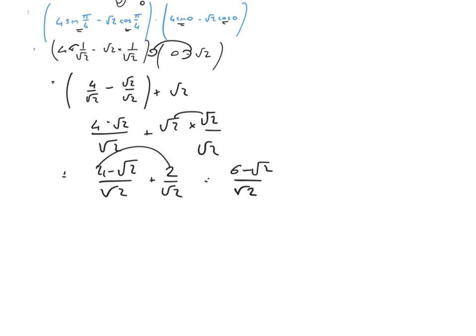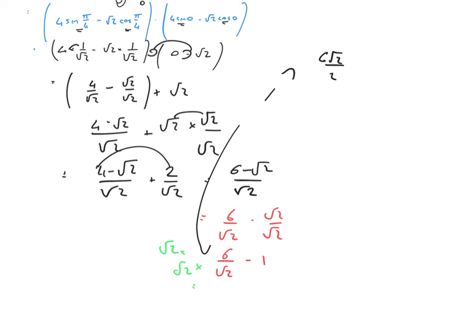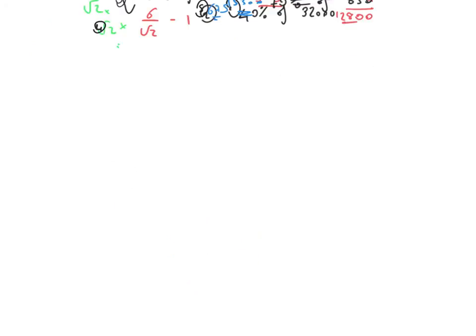What I can now do is split that up, and that would then give me 6 over root 2 minus 1. I can multiply top and bottom by root 2 here, and that will get me to 6 root 2 over 2 minus 1, which is 3 root 2 minus 1, final answer.